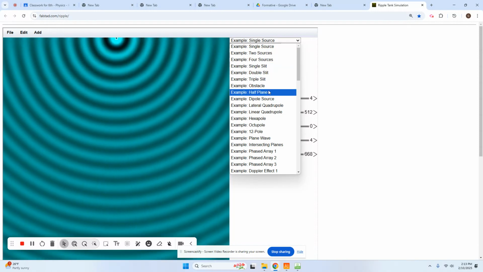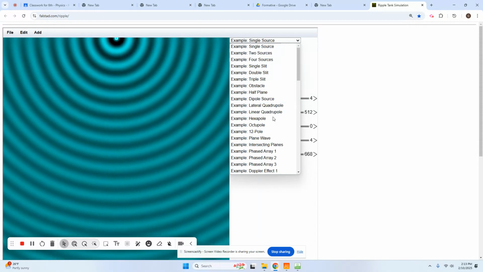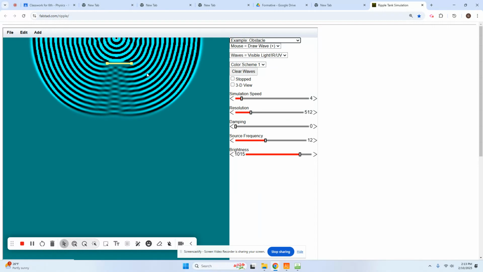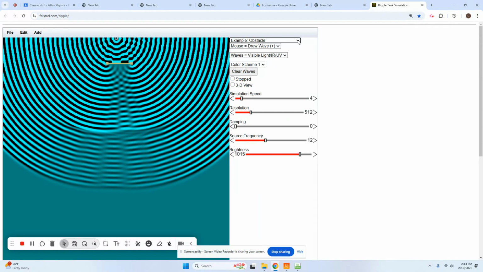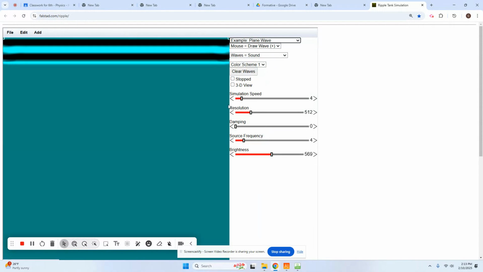I thought I had, I'm not sure where the other one is. Let me show you what this would look like if it were diffraction. This is not the best one. Let me do the, oh, there's plane waves. This is what I wanted to show you.